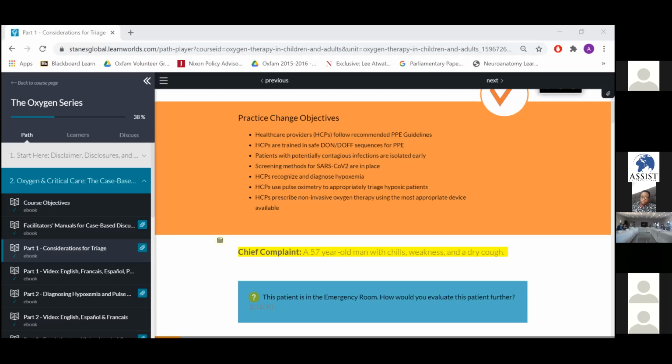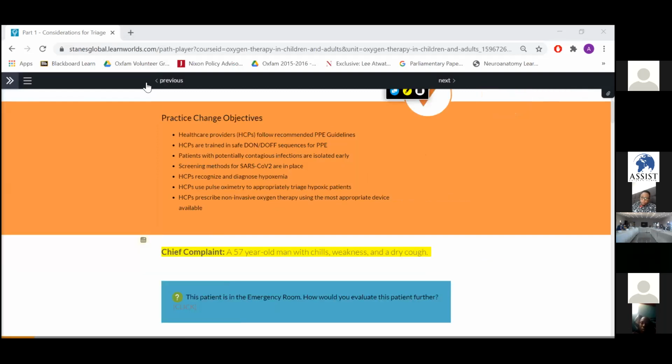Healthcare providers should recognize and diagnose hypoxemia. As we were taught in the morning session, the use of an oximeter can help you identify a hypoxic patient and take action. We also have to use pulse oximetry to appropriately triage patients and prescribe ideal oxygen therapy as the appropriate indication.